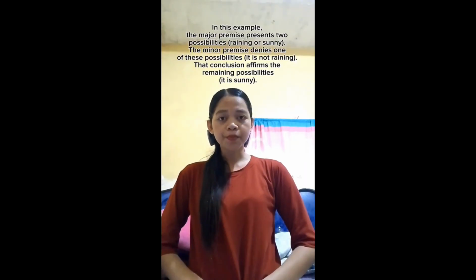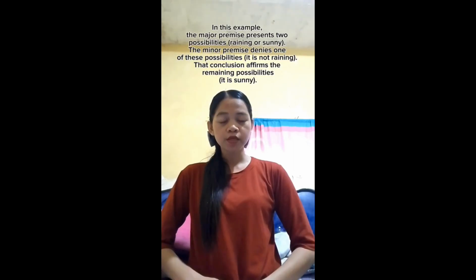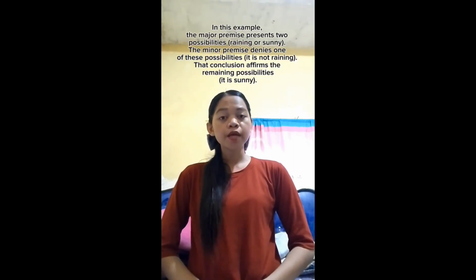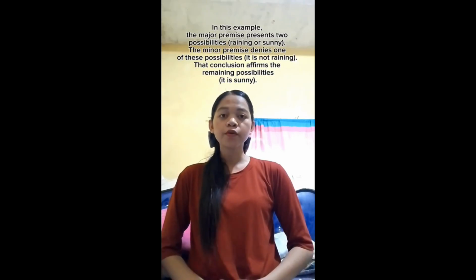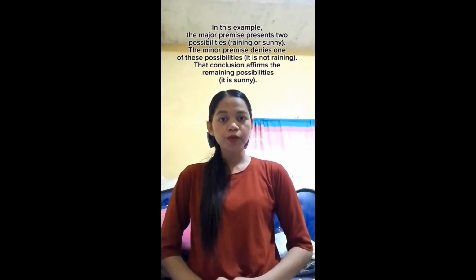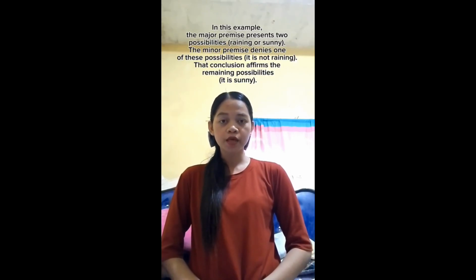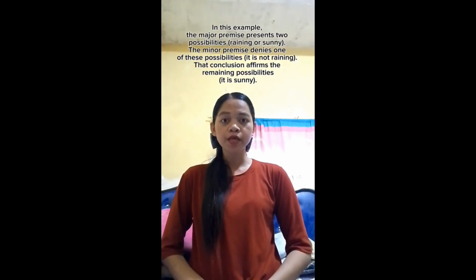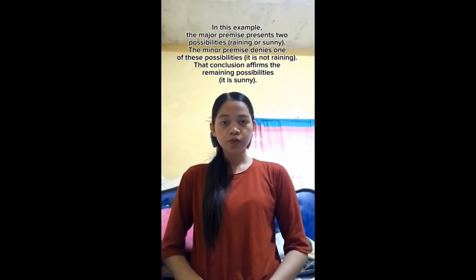In this example, the major premise presents two possibilities which are raining or sunny, and the minor premise denies one of these possibilities, which is it is not raining, and the conclusion confirms or affirms the remaining possibility, which is it is sunny. And that will be all.